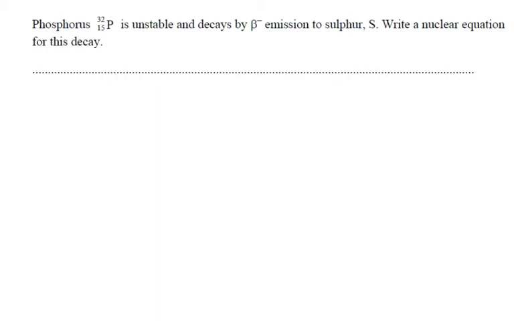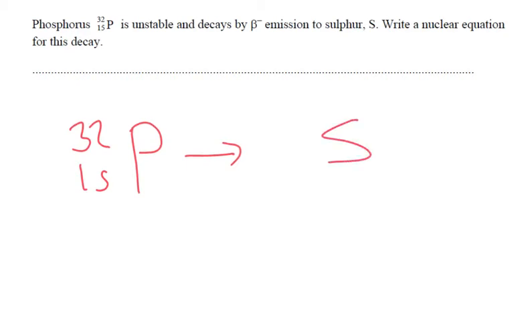Phosphorus-32 (15 protons) is unstable and decays by beta emission to sulfur, S. Write down the nuclear equation for this decay. So we're starting off, well, I'm going to write it bigger here, 32, 15, P. That's going to go to, well, they tell us it's sulfur and beta. So we've got minus 1 and 0 here. This is going to remain 32. And the proton number down here has to be 16. 16 minus 1 is equal to 15.